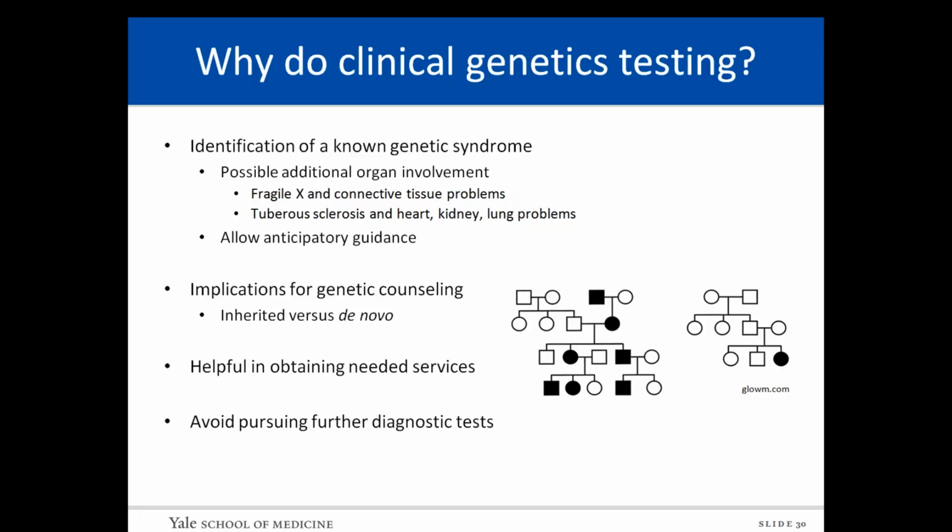So whether a mutation is inherited, like in this pedigree, or de novo, a spontaneous one, can have implications for a couple who are thinking about having another child, and what is the risk for the subsequent children to have autism, and also for aunts and uncles who are worried if there is a mutation being passed around in the family. Clinical genetic testing results can be helpful in obtaining needed services for an individual, and also to avoid pursuing further diagnostic testing, which can be very expensive and time-consuming.